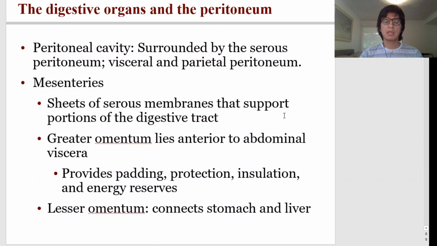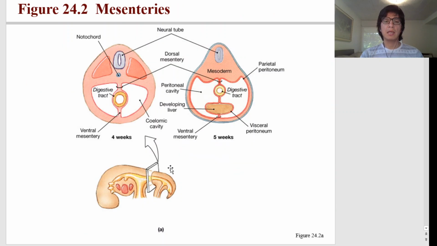And we'll see embryologically we had an anterior and posterior mesentery. The posterior mesentery is the one that houses or joins several of the digestive organs, whereas the anterior mesentery we can find in portions of the lesser omentum and in portions of the falciform ligament.